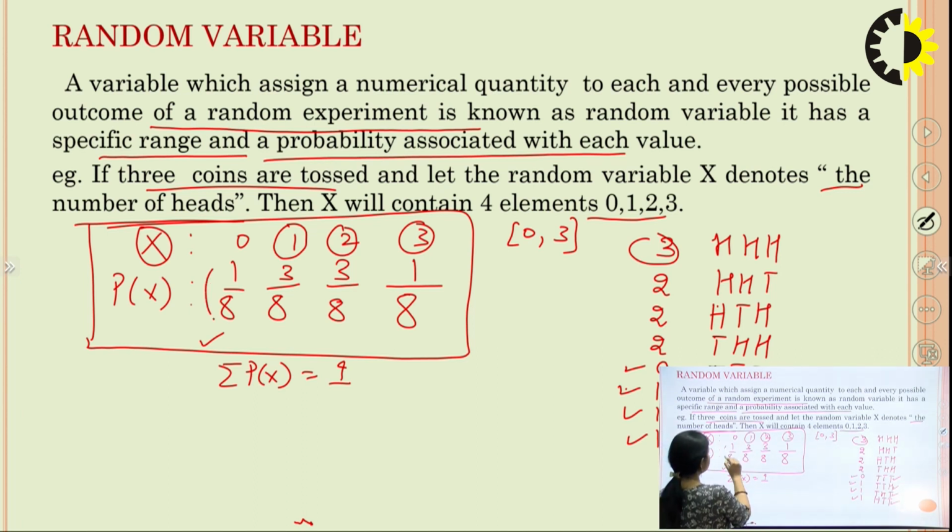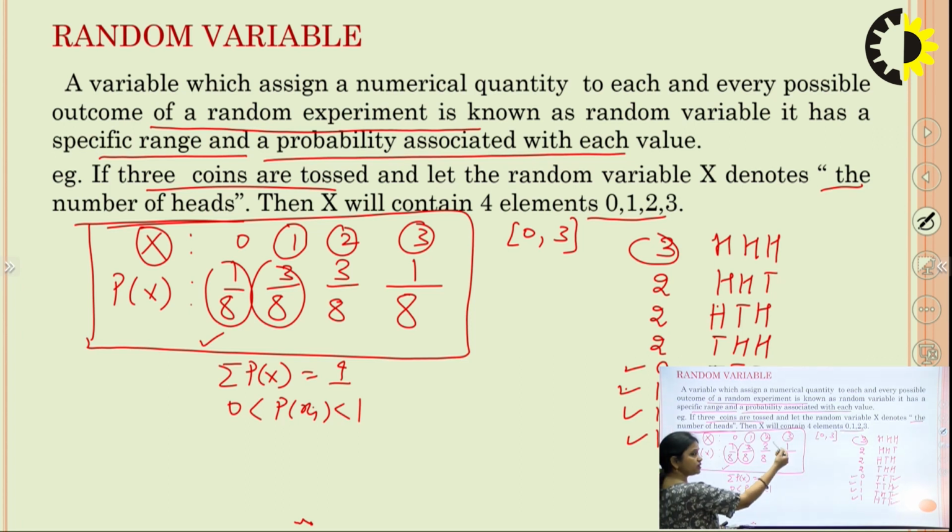Next, you can see each probability lies between 0 and 1. For any probability distribution, a particular probability will lie between 0 and 1. Next, for any impossible value, the probability will be 0. Impossible value means, since we are tossing the coin 3 times, or 3 coins are tossed, the number of heads cannot be 4. So the probability corresponding to 4 will be 0. These are the 3 properties for the probability distribution.